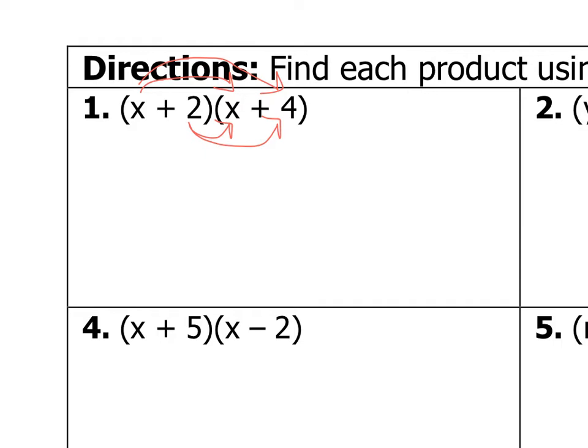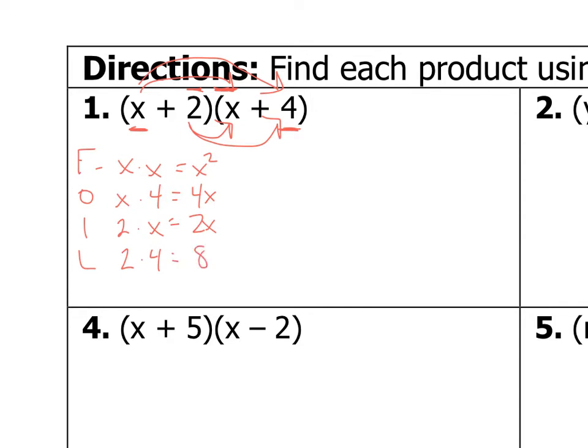So we take our first terms and we multiply those together. So here, I'll write FOIL. All right, so it looks like this. So my first terms are x and x, and I know that gives me x squared. My outside terms are x and 4. So x times 4 is equal to 4x. There you go. Now we're going to do inside terms. Inside, 2 and x. So 2 times x is 2x. And my last terms, 2 times 4, just 8.